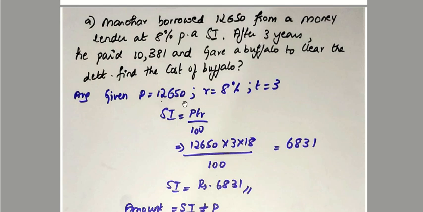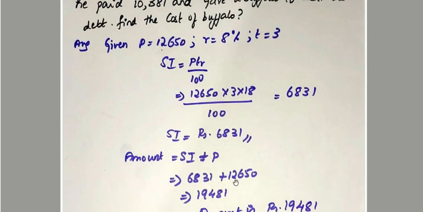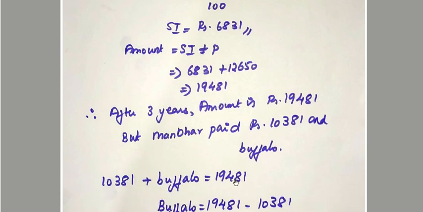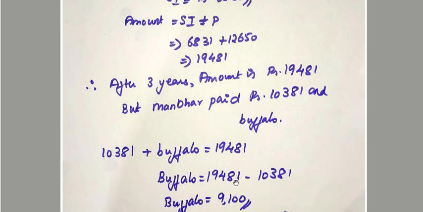So first let us find the simple interest. Simple interest is equal to PTR by 100, which is 12,650 into 3 into 8 divided by 100, which is equal to 3,036. Therefore your simple interest is equal to 3,036. Amount is simple interest plus principal.